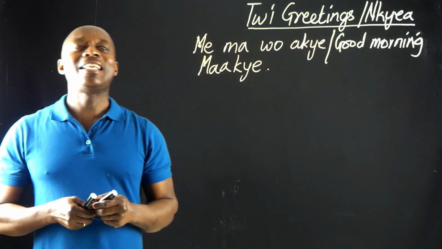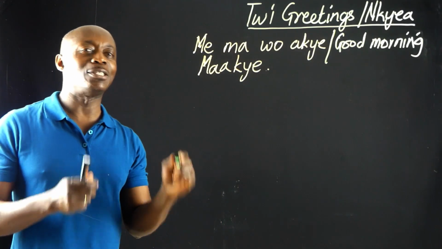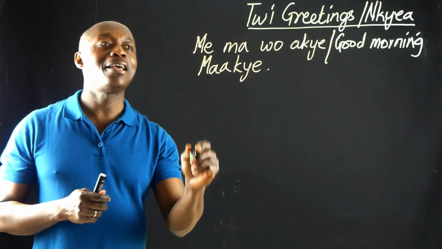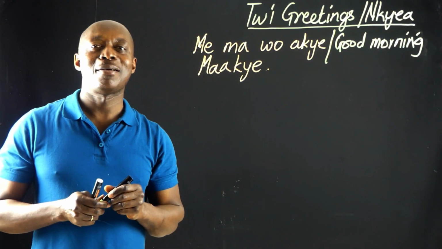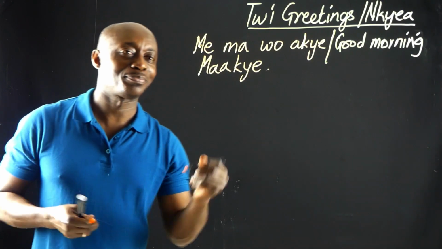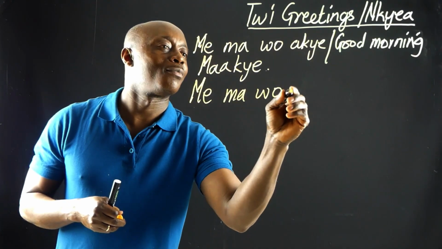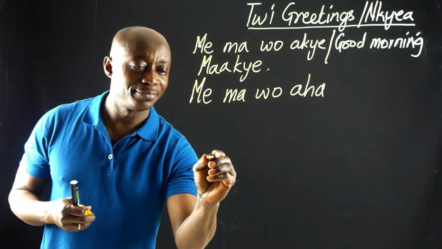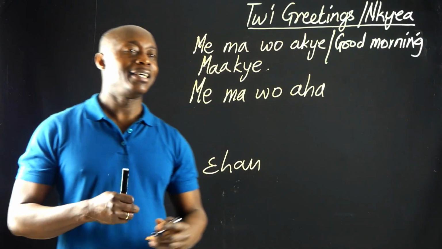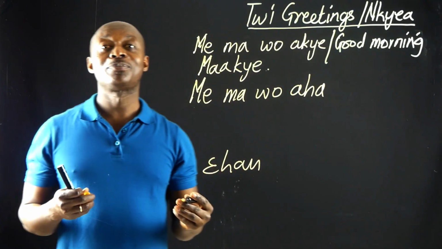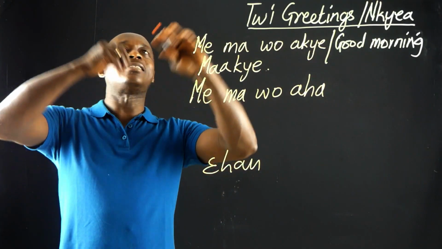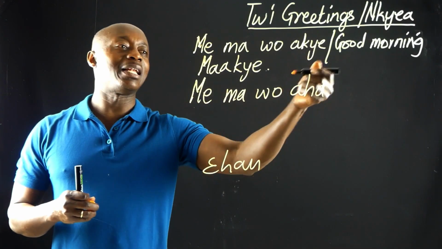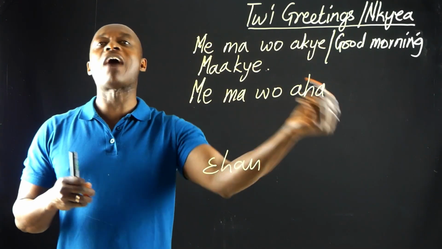And then we also have good afternoon. How do we say it? Good afternoon, we say memawo aha. Aha comes from this word, ehan, and that is light. It is believed that in the afternoon, there is more light. There is light everywhere. So it's like saying, I'm giving you light, or I'm giving you the afternoon.